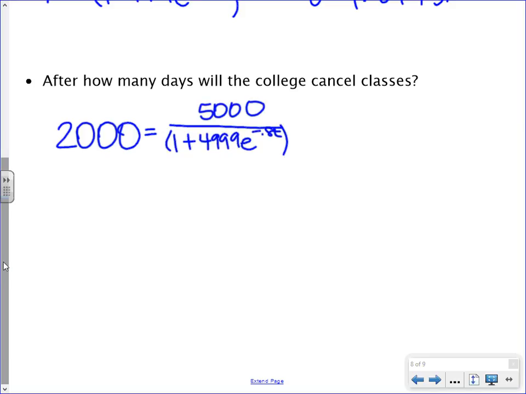To solve this equation, I see that our variable is in the exponent. And so our goal should first be to isolate the e to the power. What could be our first step? Carolyn? I would multiply both sides by that big parentheses thing. Okay, take that denominator and multiply it to the other side.